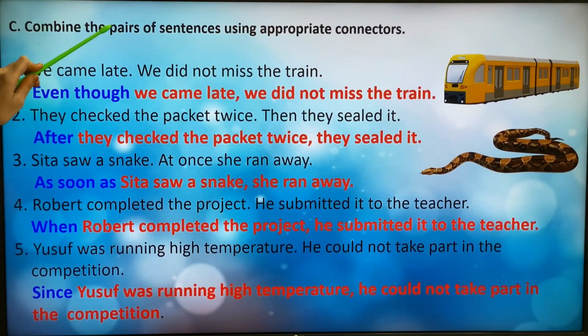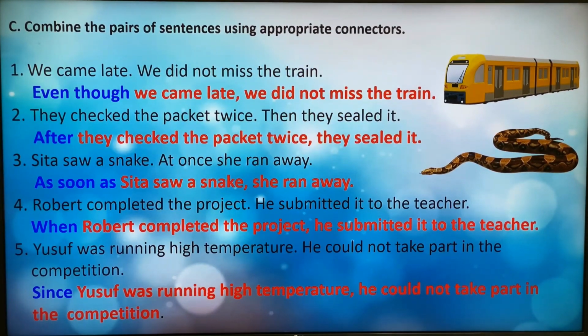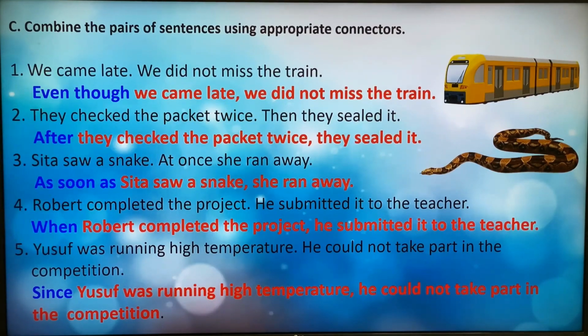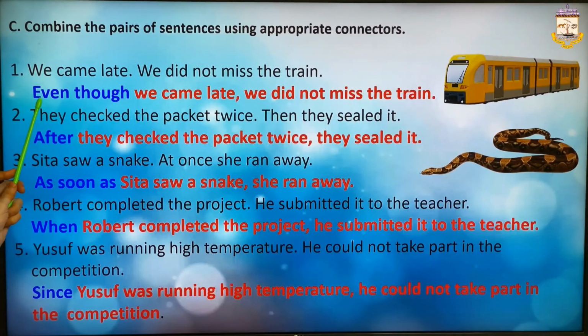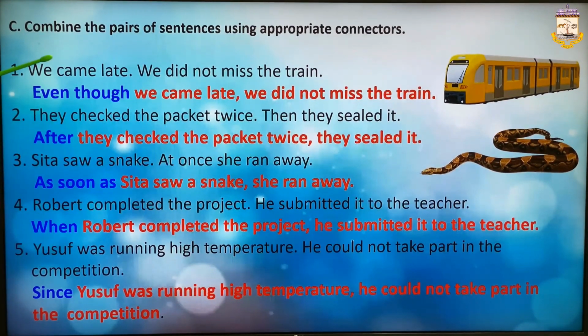Combine the pairs of sentences using appropriate connectors. We came late. We did not miss the train. Contrast. Though they came late, they did not miss the train. So you can use though, although, even though, any conjunction can be used. Even though we came late, we did not miss the train. I have also worked out all the answers here so that you can go through and refresh yourselves about conjunctions.